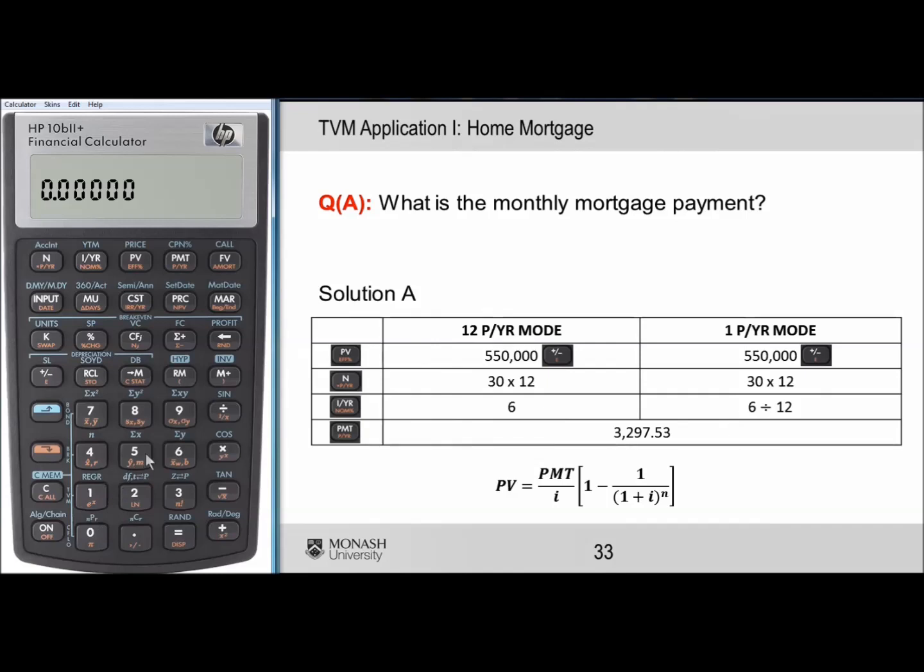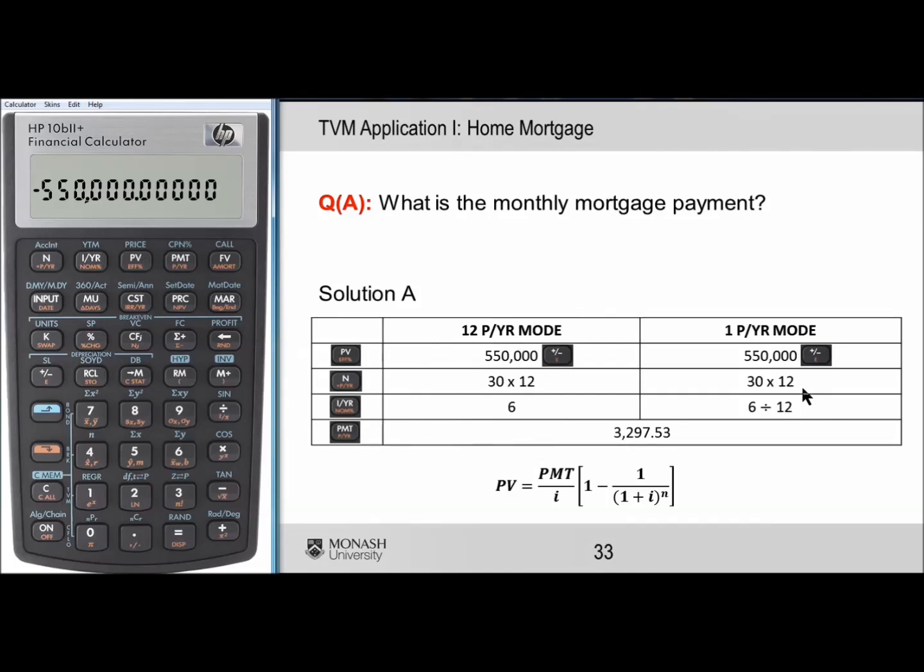So PV, 550,000. We need to input this number as a negative figure, so we use the change of sign button. Remember, variables opposite to each other cannot be assigned the same sign. So to get a positive PMT later on, PV now is set to be negative. So PV.